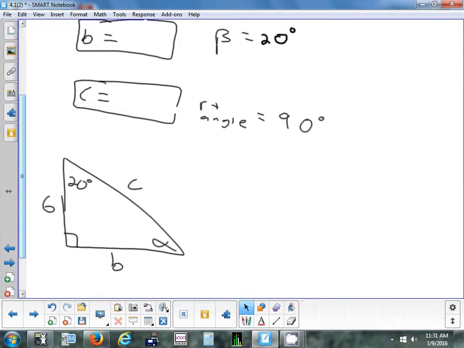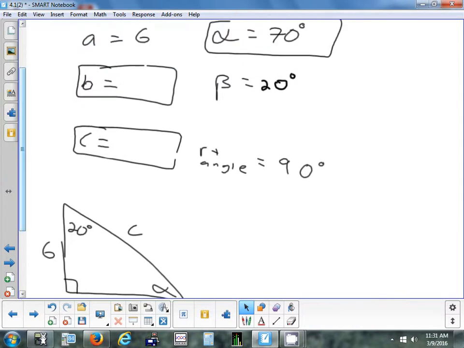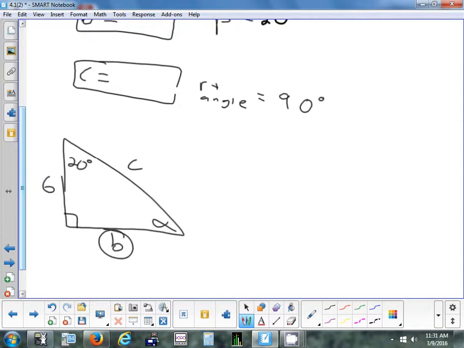All right. So now, Stephen, what side do you want to find next? B or C? B. All right. So we'll find B. So I'm going to circle the side that I'm going to find, and I'm going to circle the pieces of information I'm going to use. All right. Anybody figure out what trig function you need here? Your choices are sine, cosine, or tangent. Yep, Kate. Would it be tangent? Yeah, it'd be tangent.